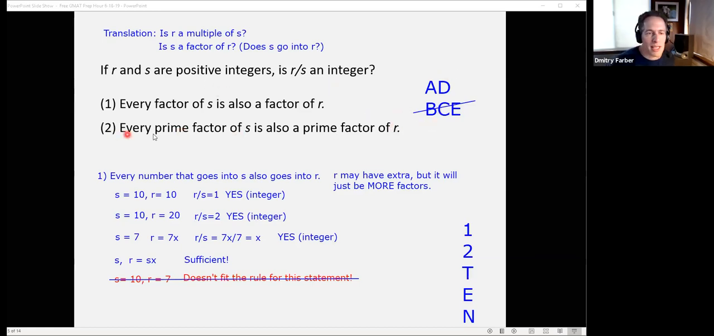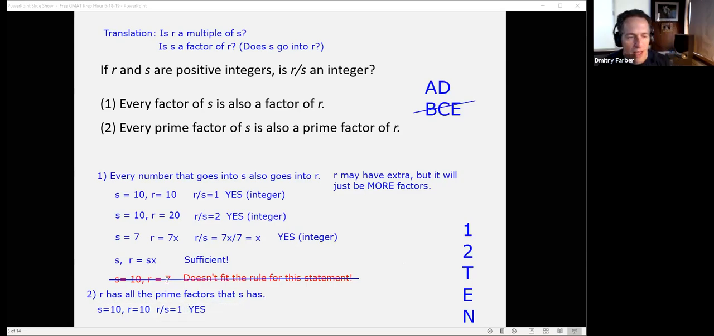So now I go to statement 2 and I say every prime factor of S is also a prime factor of R. So this says that they share prime factors. So now my question is, I could do the same thing, right? And in fact, in a lot of cases, that's what I'll do. I'll reuse. R has all the prime factors that S has. So it seems like I could just do the same one then. I could say S is 10, R is 10, and I already got R over S is yes, because we've done this. R over S is 1, I mean. And so I'd get a yes. So I have that done. I don't need to redo that.